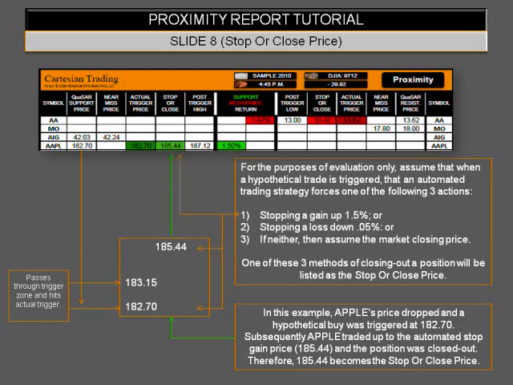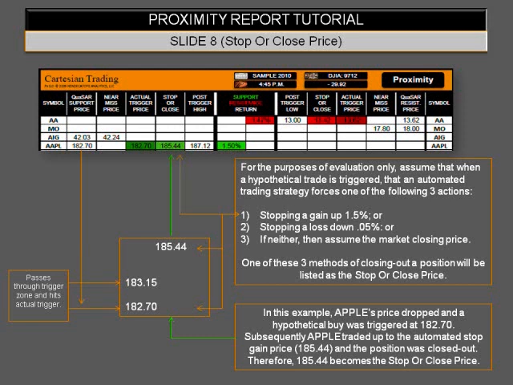Or if neither one nor two came into effect, then for the purposes of evaluation, the proximity report would track the price of the stock to the close, and it would just use the closing price for the stop or close price. So one of these three methods is used for the purposes of the proximity report in evaluating the Quasar support price or resistance price. Now, you can use any strategy you want to use. You can be doing anything that you're going to do. This is not our concern.